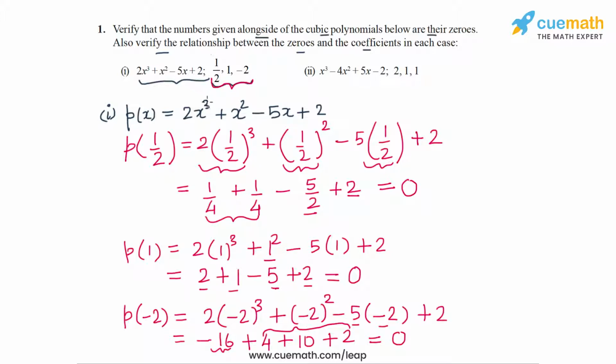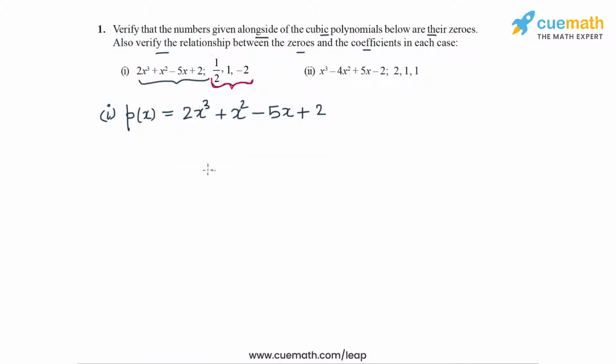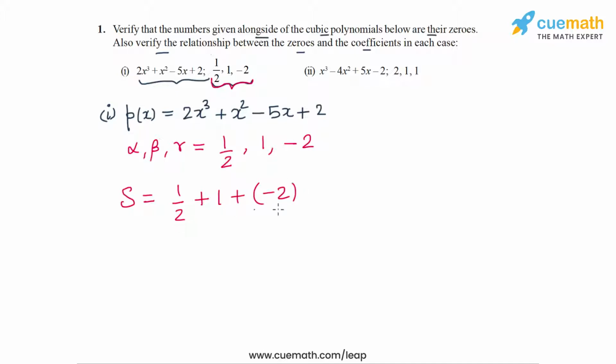Now let's confirm the relationship between the zeros and the coefficients. So the zeros of p(x) are alpha, beta, gamma. These are half, 1 and minus 2. We have just confirmed that each of these three numbers is a zero of p(x). Now let's first find the sum of the zeros. From the zeros themselves, the sum should be half plus 1 plus minus 2. So half plus 1 is 3 by 2, and 3 by 2 minus 2 is equal to minus half.